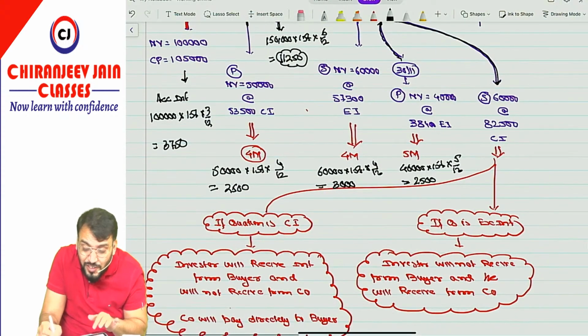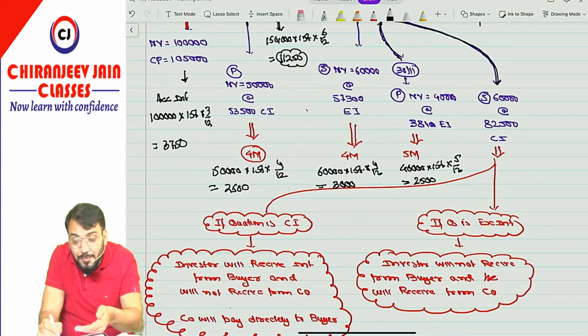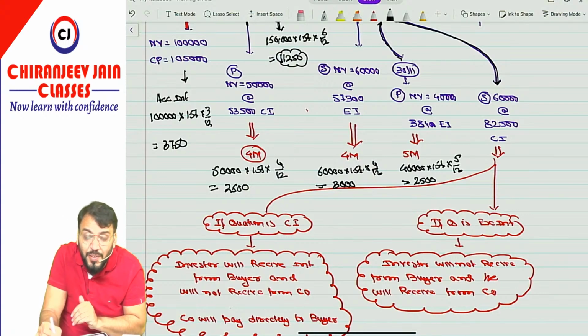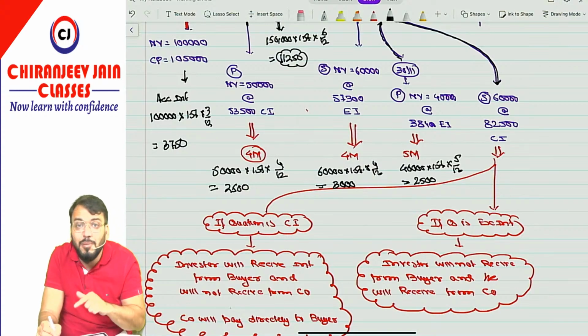Now if the quotation is cum interest, what is the better assumption? The better assumption is that we will receive from the buyer, and will not receive from the company, because it is a cum interest quotation. So 82,500 is inclusive of that interest amount. So of course we are receiving from the buyer but will not receive from the company.